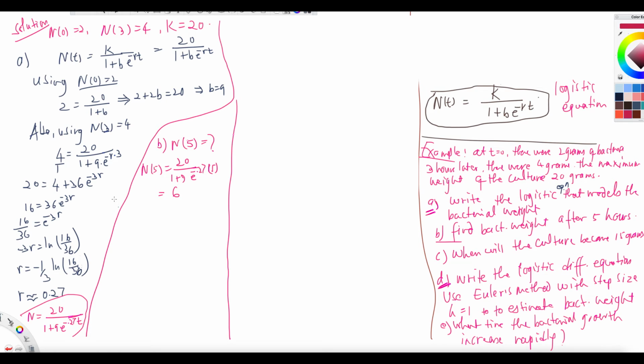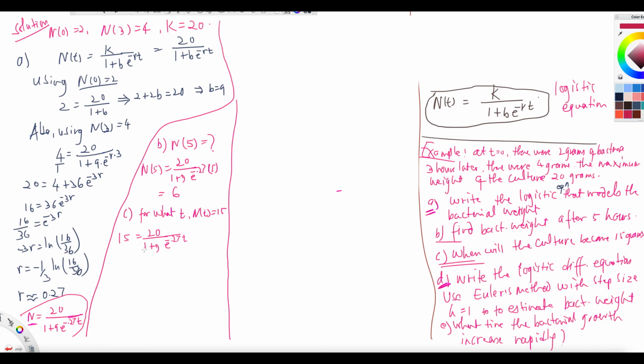That's what you get. Okay guys, so part C is, when will the culture become 15 grams? That's what question C is asking. So for what t is n of t equal to 15? We will solve for t by replacing n with 15, so you write 15 equals 20 over 1 plus 9 e to the negative 0.27t. That's what you do, right?